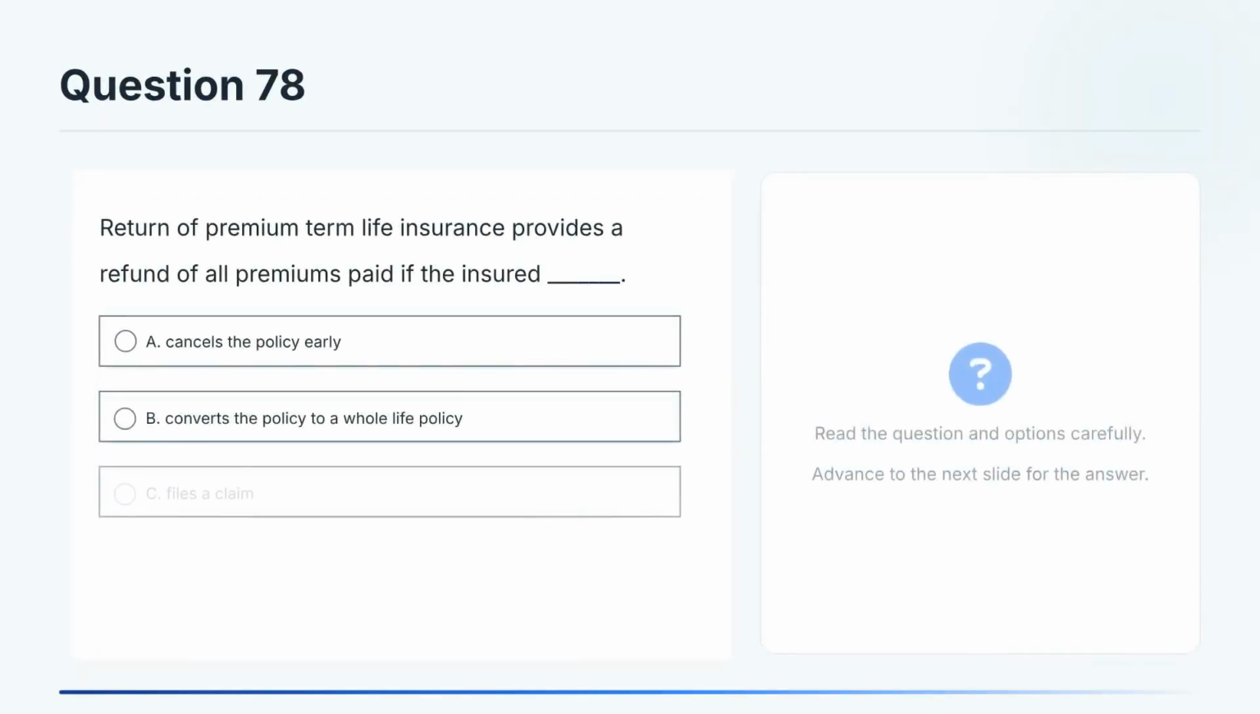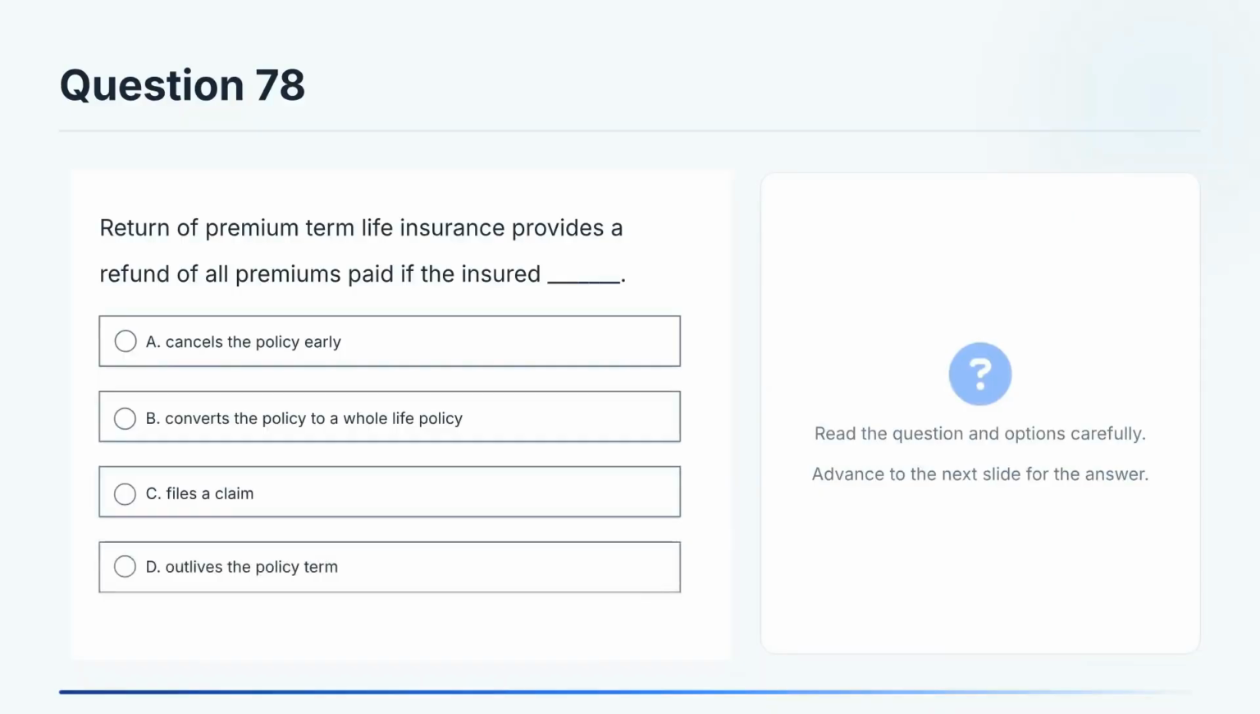Return of premium term life insurance provides a refund of all premiums paid if the insured blank. A. Cancels the policy early. B. Converts the policy to a whole life policy. C. Files a claim. D. Outlives the policy term.